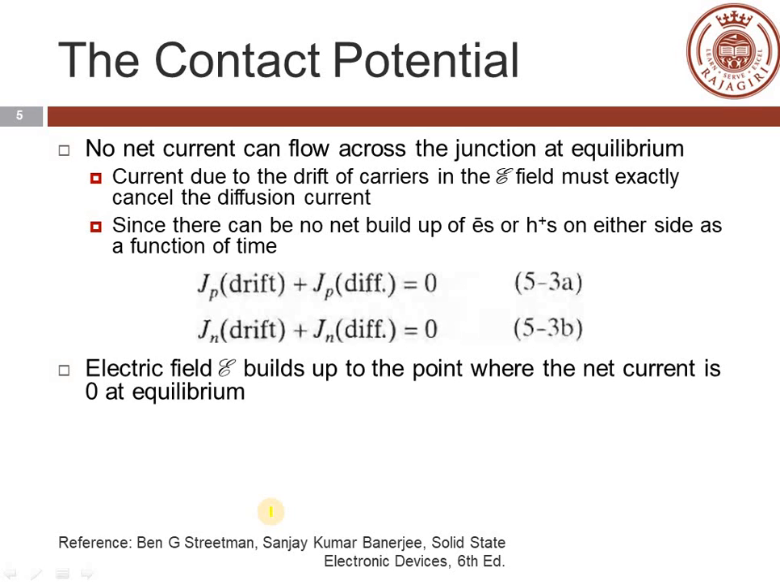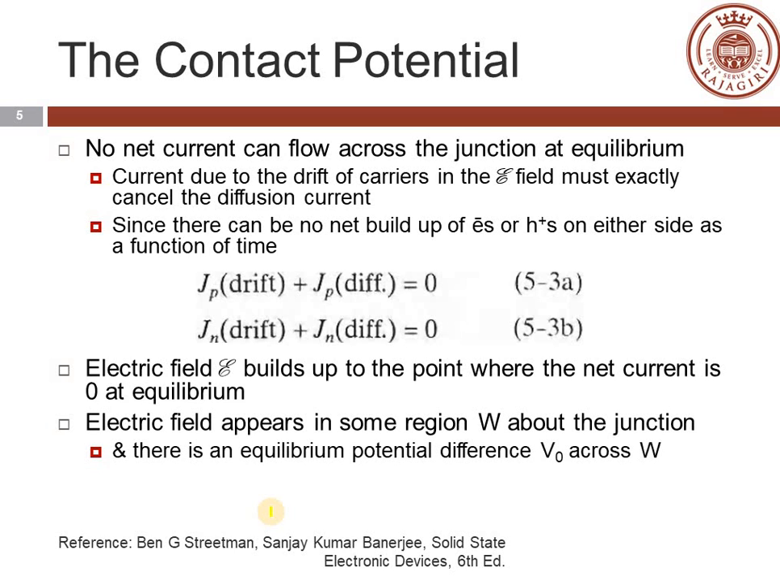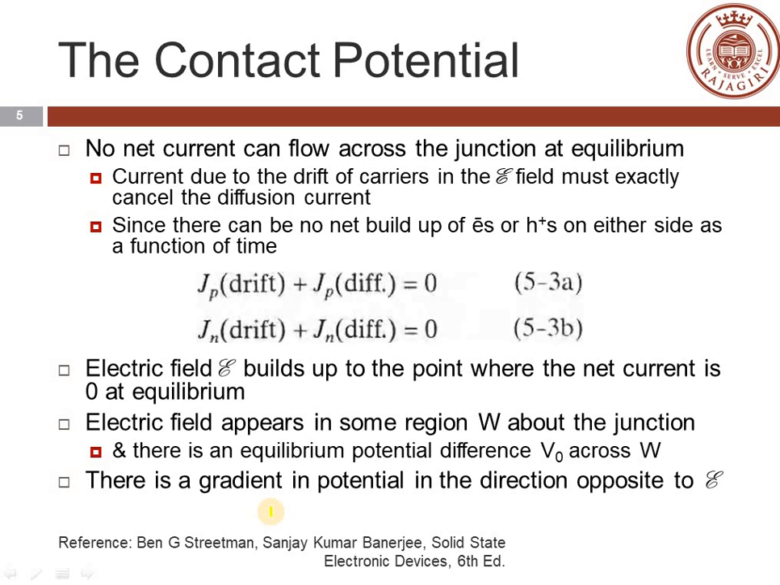The electric field E builds up to the point where the net current is 0 at equilibrium. The electric field appears in some region W around the junction, and there is an equilibrium potential difference V0 across the transition region W. So there is a gradient in the potential in the direction opposite to the electric field.